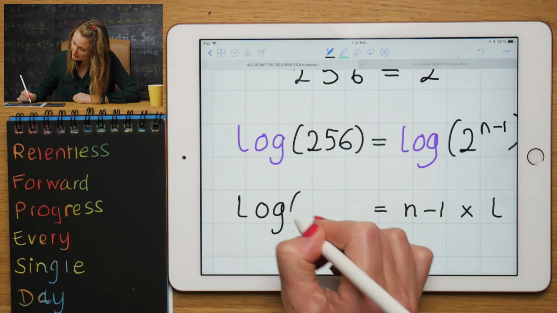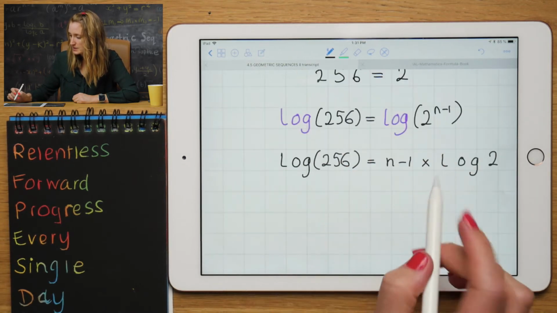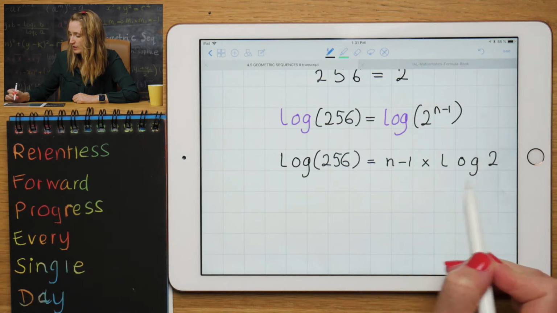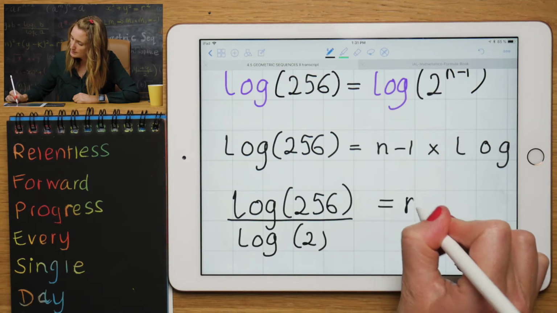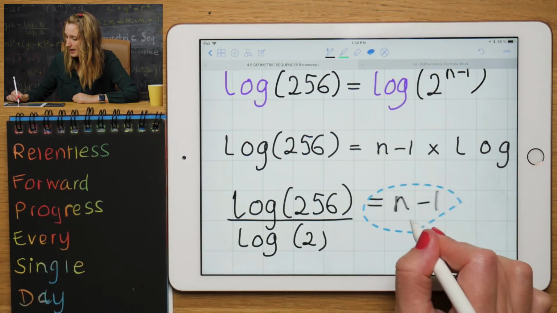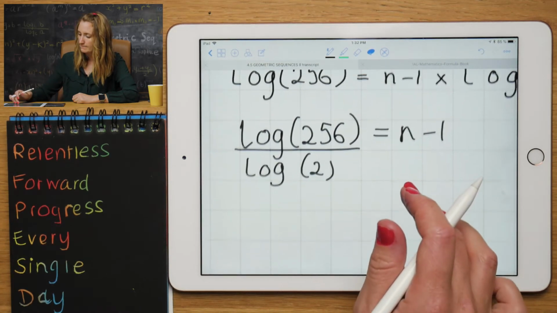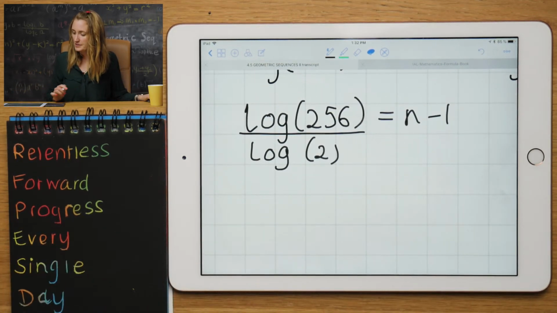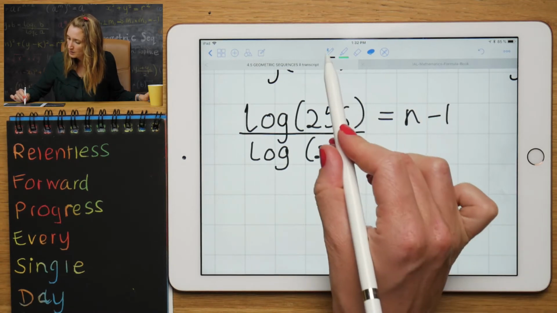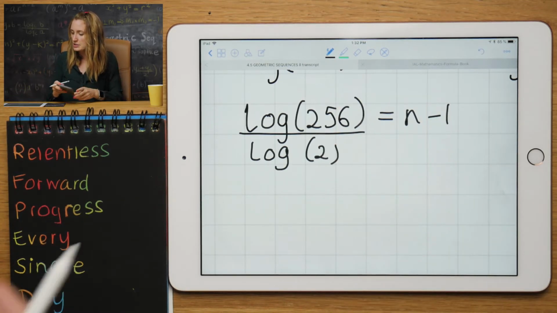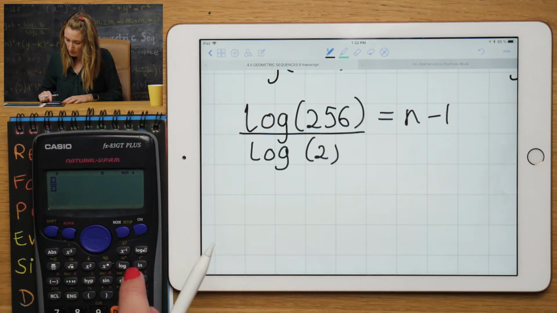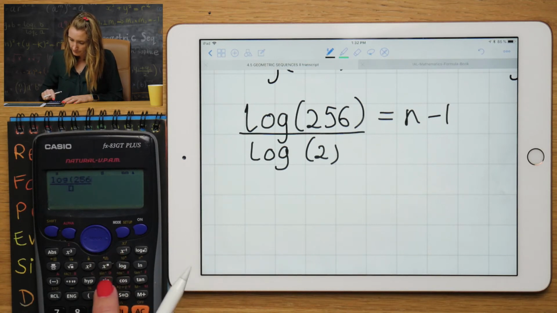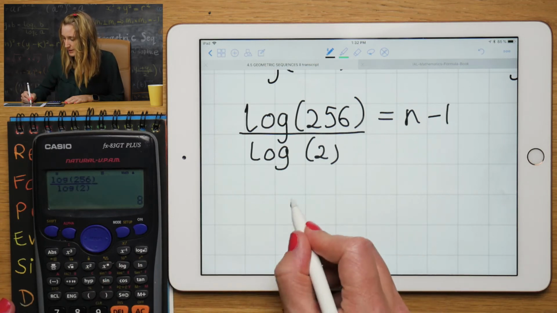Now this is really useful because now I can make n the subject. I'm going to move the times by log 2 to the left hand side and make it divide by. So this gives me now an expression for n minus 1. If you want, you can use your calculator at this stage, or you can move the minus 1 to the other side and change it to plus 1. I'm going to type this in now. So here's my log button up here. This will give me an answer of 8.